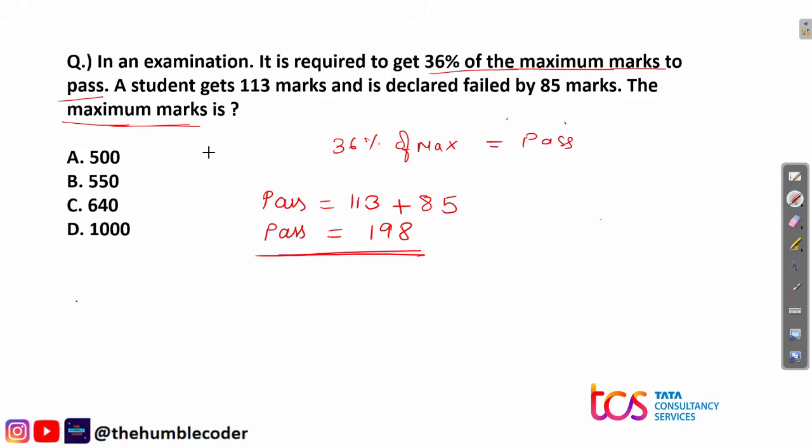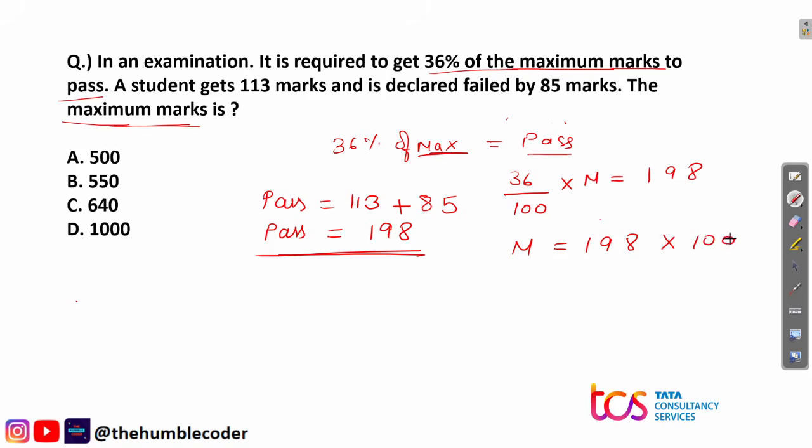Now we have these values and what we need is the maximum marks. So maximum is present in this equation. We have already got the passing value, so let's put the value here and try to find out. So 36% of maximum, the maximum that we need to find out, equals passing, and we put the value. Okay, so now I hope all the values are substituted. So let's try to find the solution.